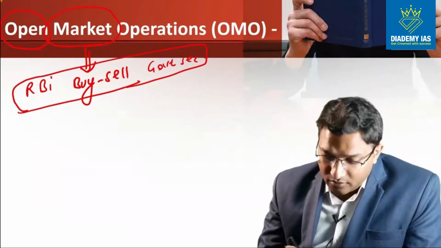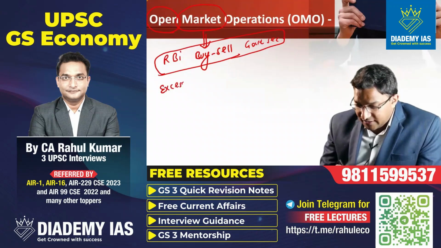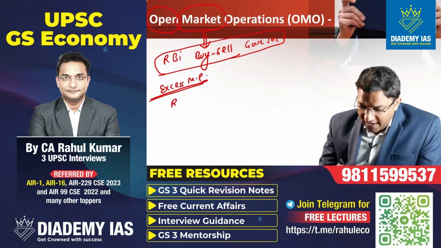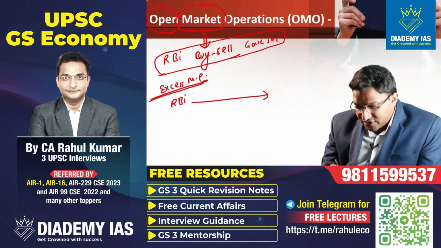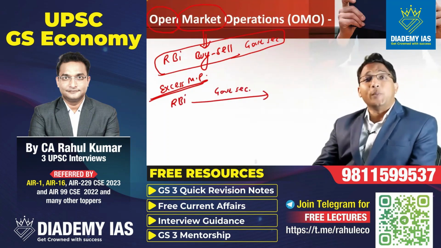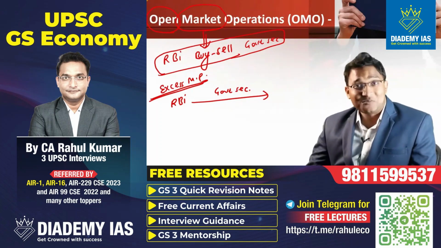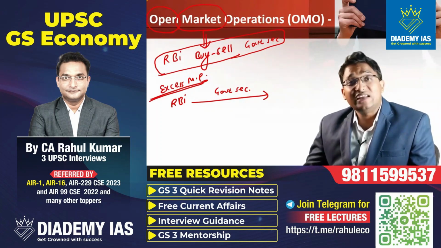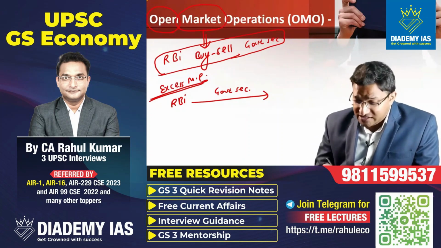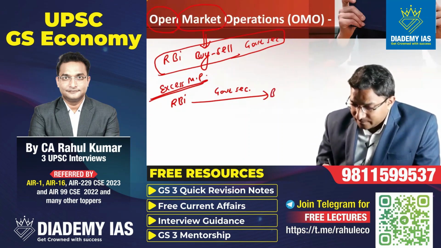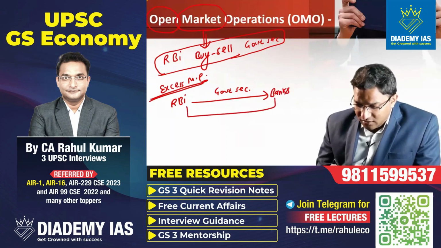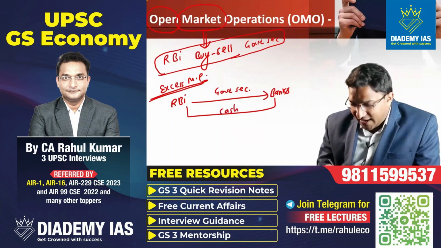So how does it work? If there is excess money supply in the market and the RBI wants to control the liquidity, the RBI will sell the government securities. And friends, the government security is one of the instruments which is very, very easy to sell because it is completely safe. It provides stable returns also. So RBI sells the government security and the banks buy it, and in return they give the cash to the RBI.